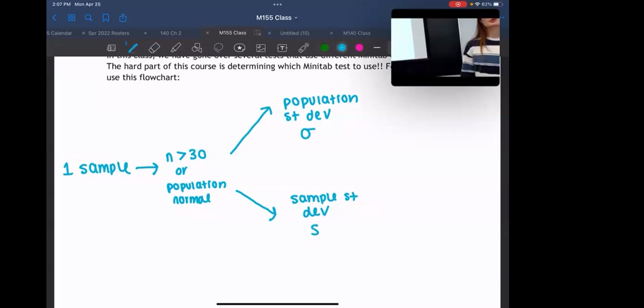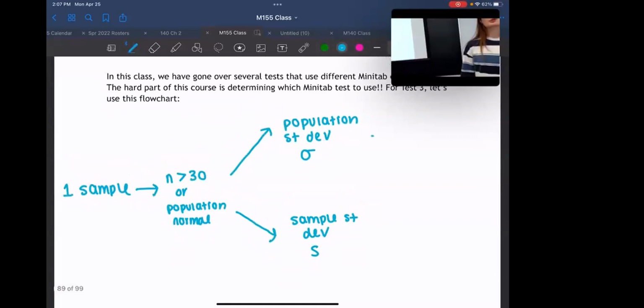Okay. So we got population versus sample. So it's either one sample z-test or one sample t-test. Do you remember which one is z and which one's t? The population one is z. Yes. The sample is t. Awesome, right? So this is the one sample z-test. And if you're given the sample standard deviation, it's the one sample t-test.